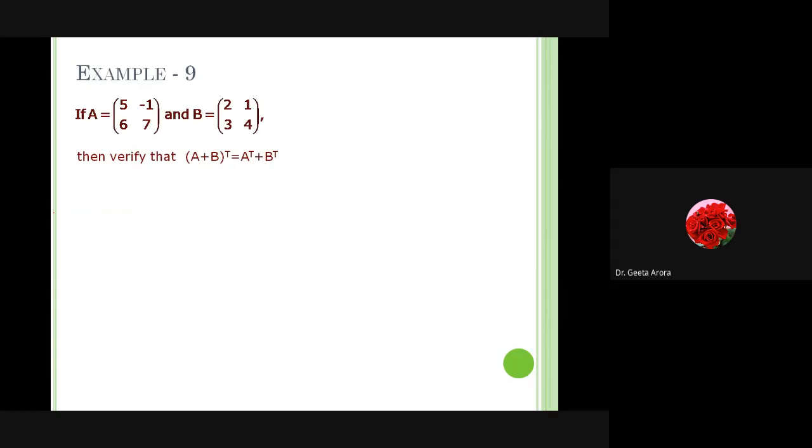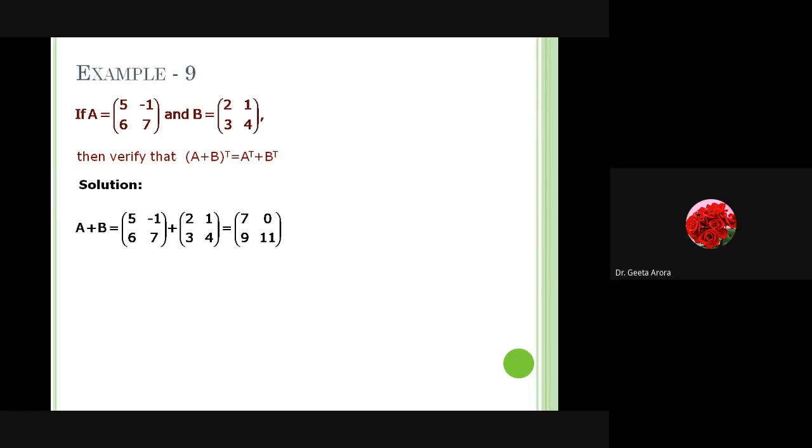Now we have some properties that we have written in the form of questions. The property is that if we have the sum A plus B and we find its transpose, then it is the same as the sum of A transpose and B transpose. As we have learned some properties of addition and multiplication, similarly we have some properties of the transpose of a matrix. So here we have to verify it. Obviously nothing is to be calculated, we have to find its transpose.